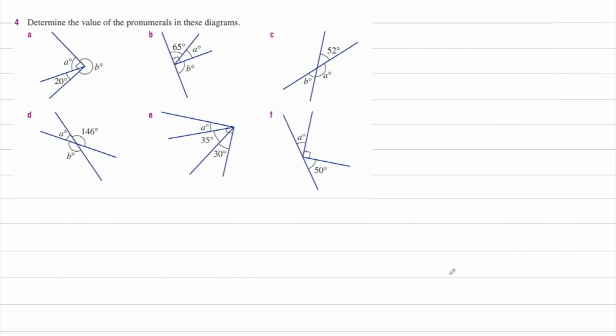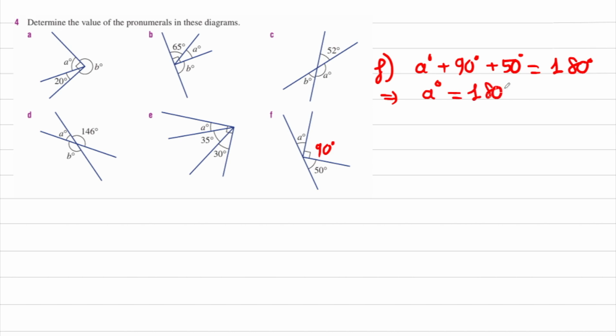And the next question, you got question F. A here, 90 degree here, and 50 here. So A plus 90 degree plus 50 degree equal to 180, straight line. So A degree here will be 180 minus 90 minus 50. And then you will have here is 40 degree. A equal to 40 degree for question F.